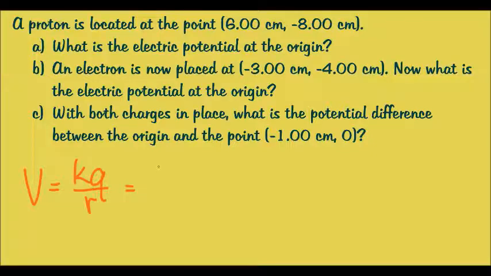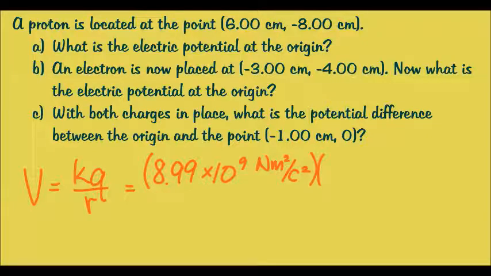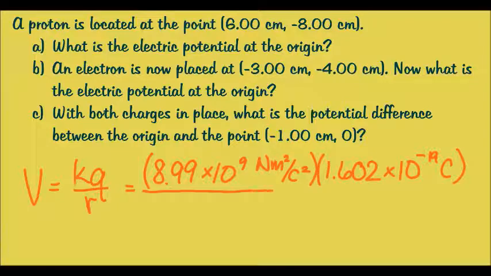K is the same as it has always been, 8.99 times 10 to the 9th newton meters squared per coulomb squared. Q, since it's a proton, is positive 1.602 times 10 to the -19th coulombs. And R is the distance that this charge is located from the point where we're finding the electric potential, something that we need to calculate.